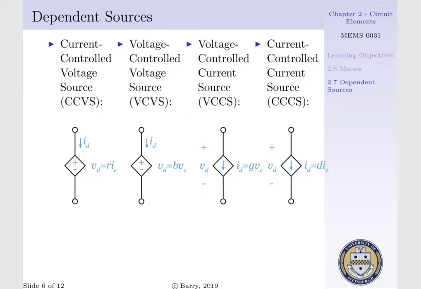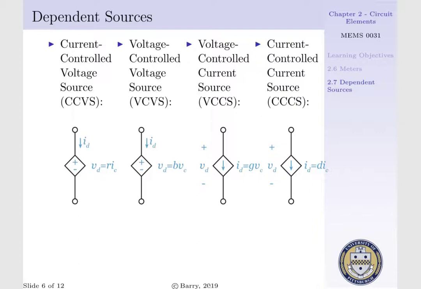Now, dependent sources differ from ideal voltage and current sources in that they depend on some voltage or current existing elsewhere within our circuit. That is, if we look at a current-controlled voltage source, or a CCVS, our output, VD, is equal to our gain times IC, where IC can be a current either going through a short circuit or through another element within our system.